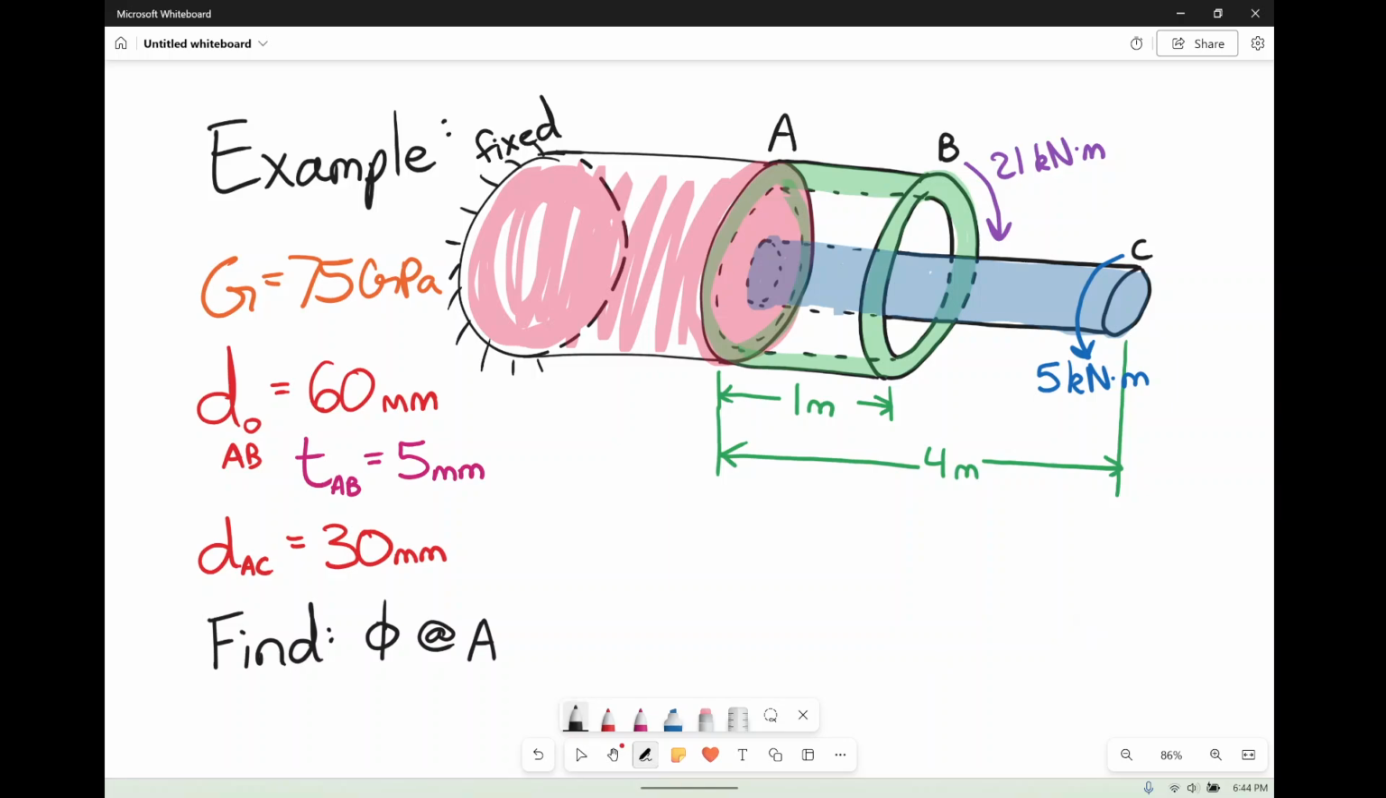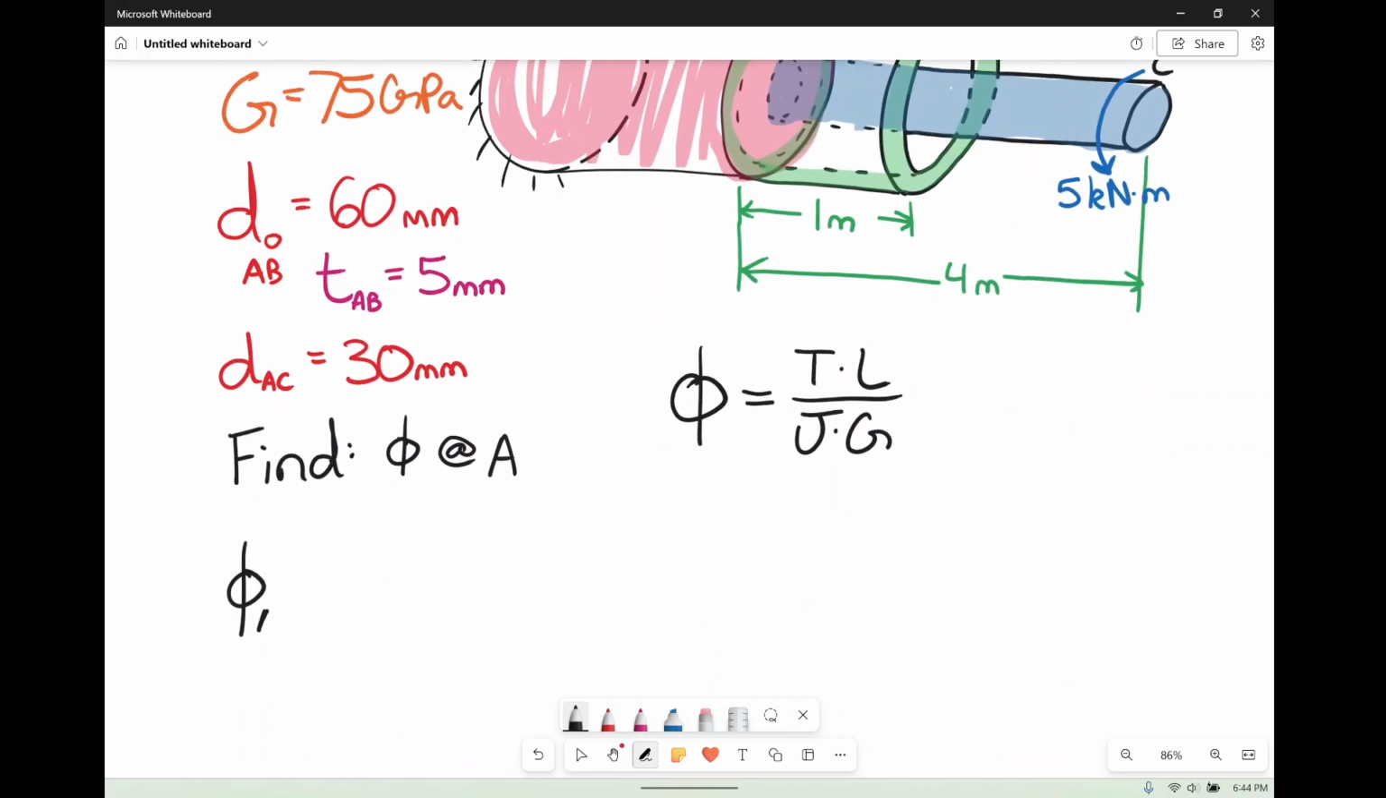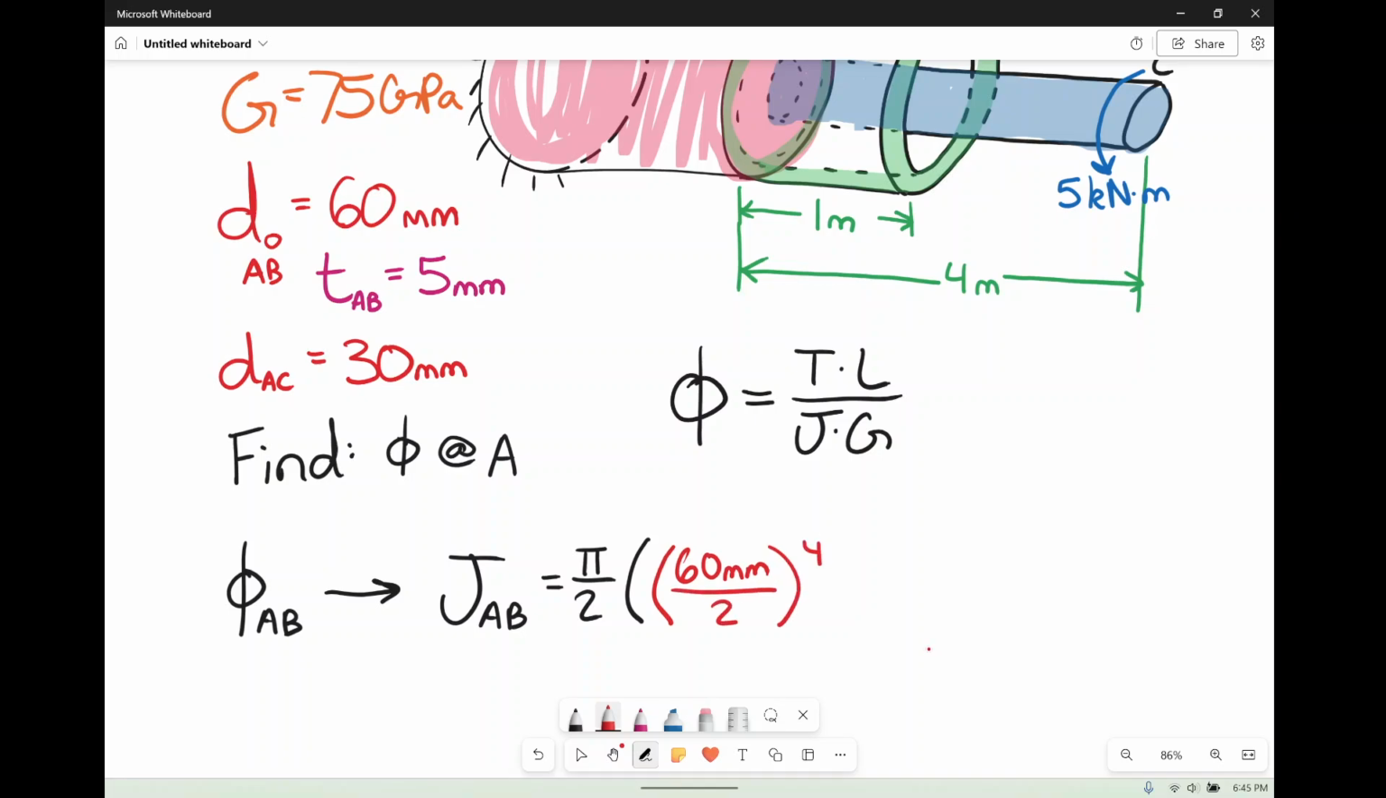So again, our equation for angle of twist, phi, is equal to T times L over J times G. Right, so J, again, polar moment of inertia, is based on the cross-section, and we're going to start with AB first. So we want to find the angle of twist at AB. Again, we're going to need to know what J is for AB, and that's going to be pi over 2 times the outside radius to the fourth, and the radius would be the diameter of 60 millimeters, divided by 2, raise that to the fourth, minus the inside radius.